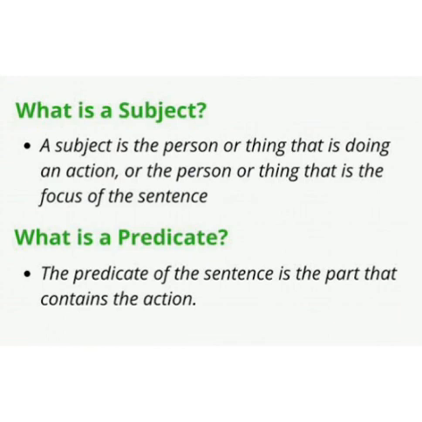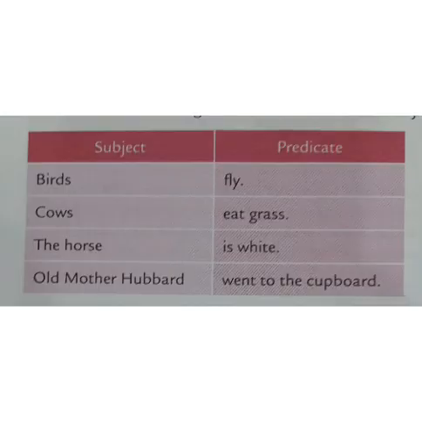That is the predicate. Okay. Some more examples are given over there, like birds fly. So birds, subject, fly, predicate. Cows eat grass. So cows, subject, eat grass means the action, predicate. The horse is white. So here the horse is the subject, is white, predicate part. Old Mother Hubbard, that is the subject. Old Mother Hubbard went to the cupboard. So went to the cupboard is the action, that is the predicate part.